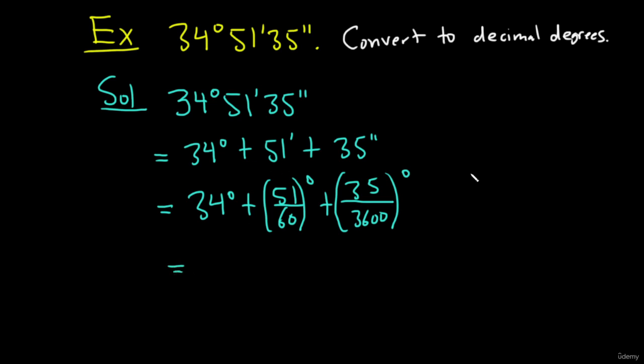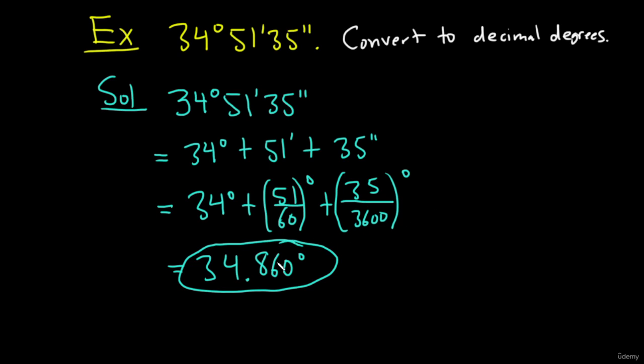Then what you do is you just type this all into your calculator. I'm going to do it right now. So we have 34 plus 51 over 60 plus 35 over 3600. This gives me 34, I'll round to 3 decimal places, 0.860 degrees. This would be the answer in decimal degrees.